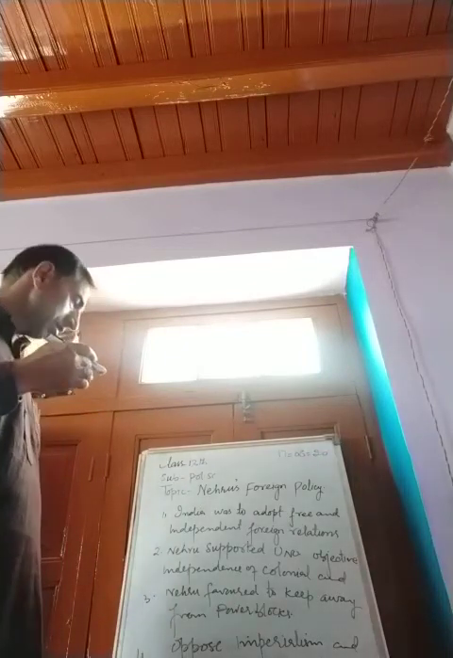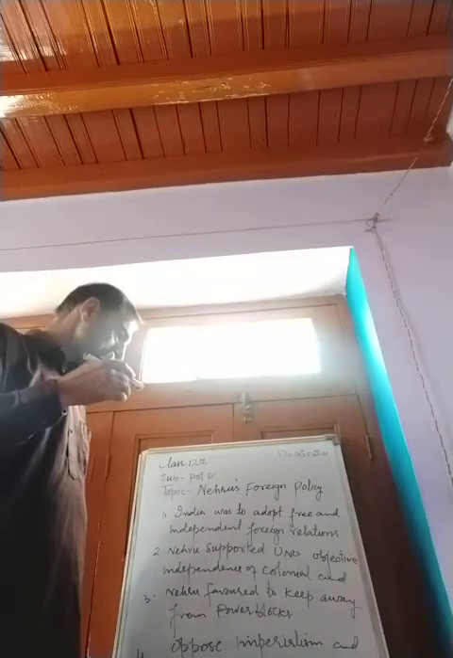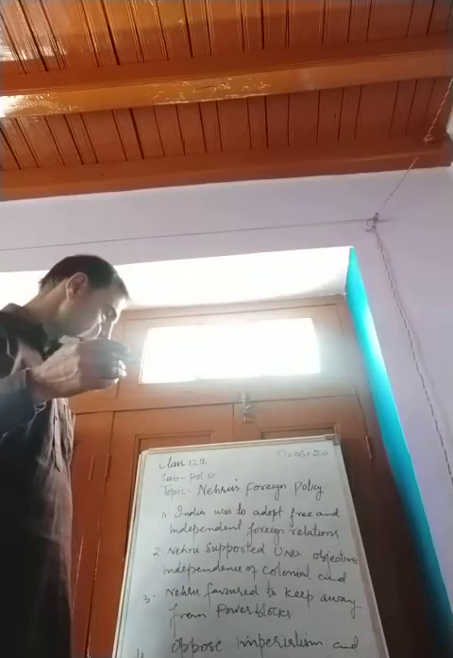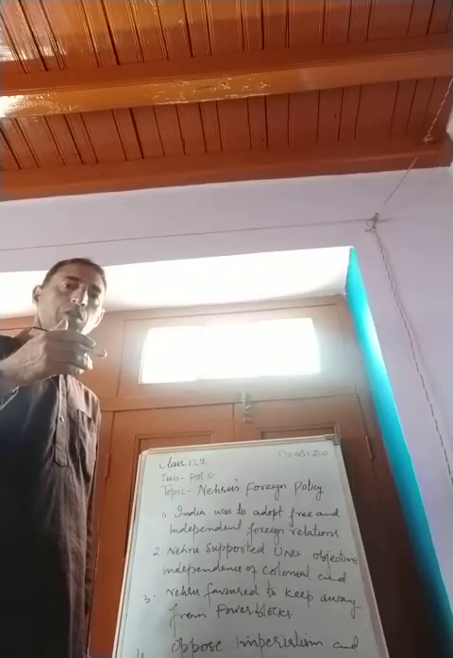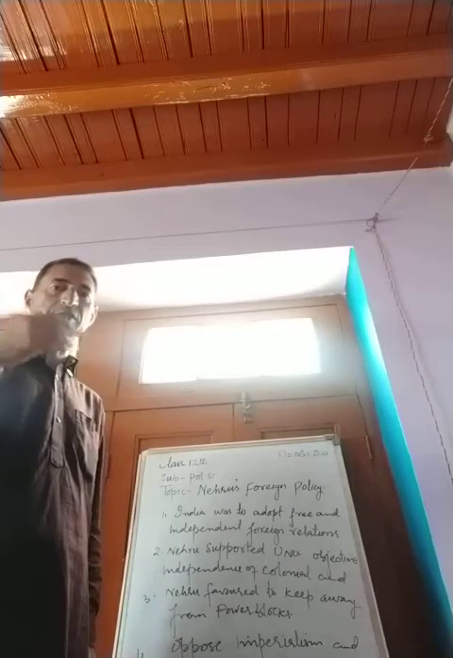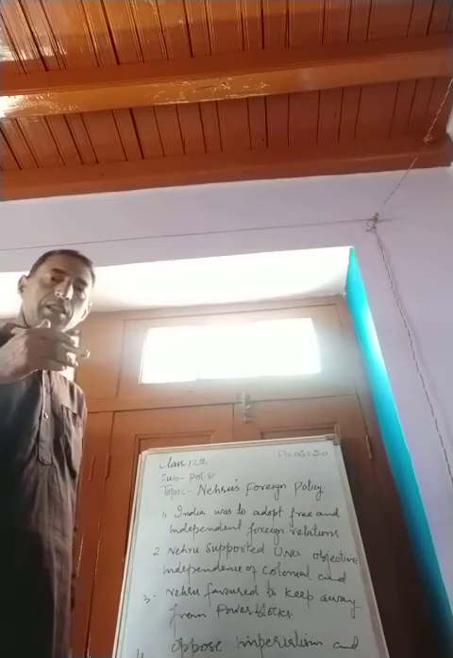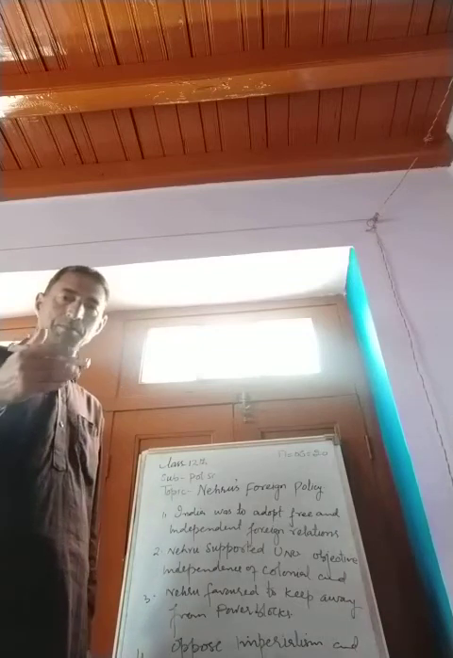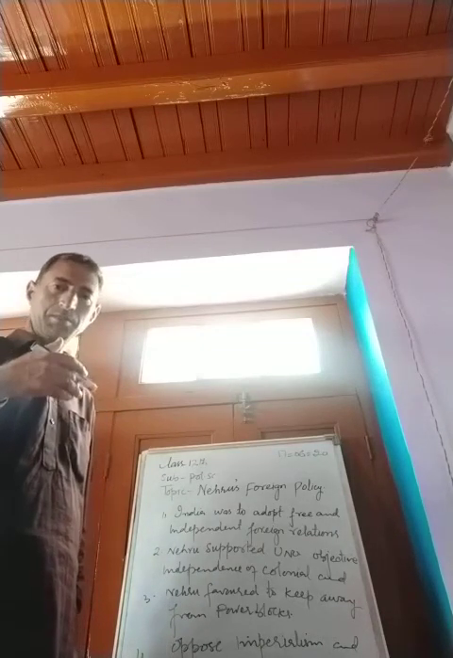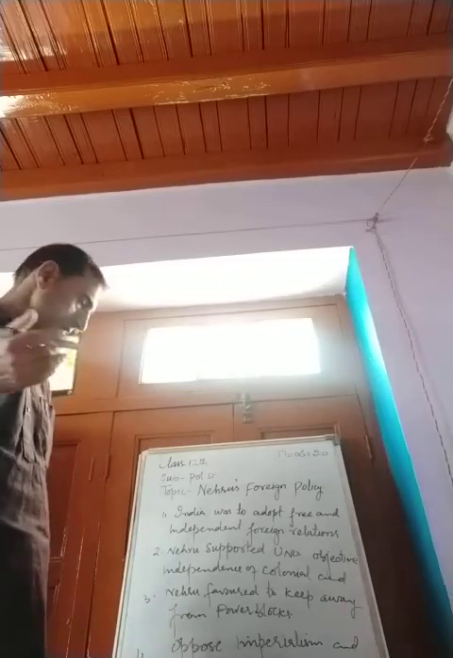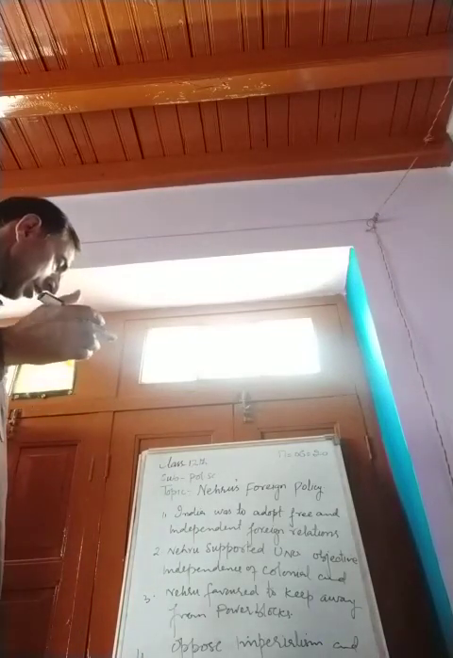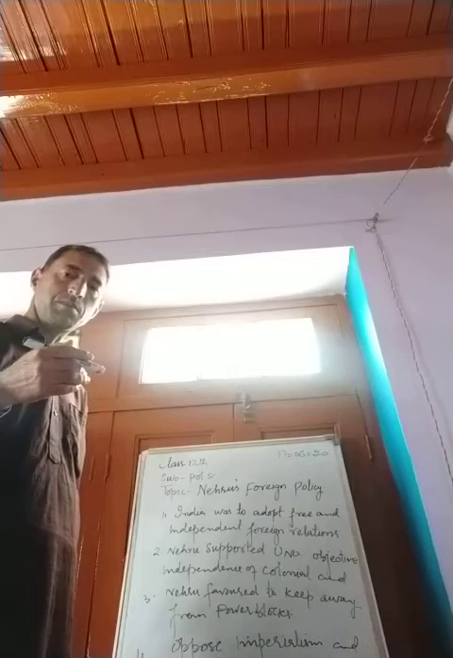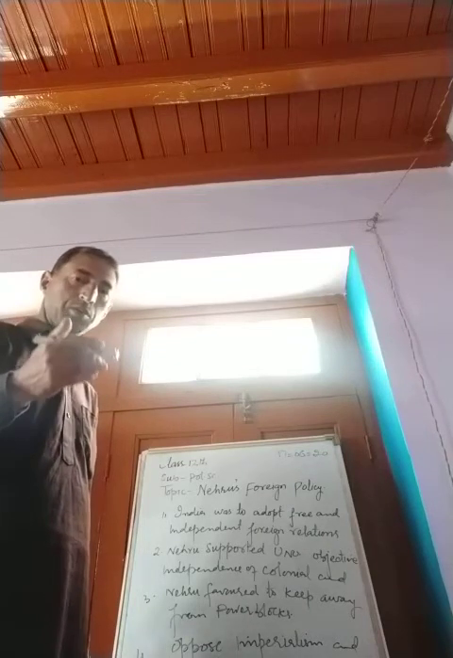Number 4, it is in Indian foreign policy to oppose imperialism and racialism throughout the world in all its forms and manifestations. Or we can say it is the Indian objective of foreign policy to oppose imperialism and racialism in all its forms and manifestations. India favors peace and freedom throughout the world.